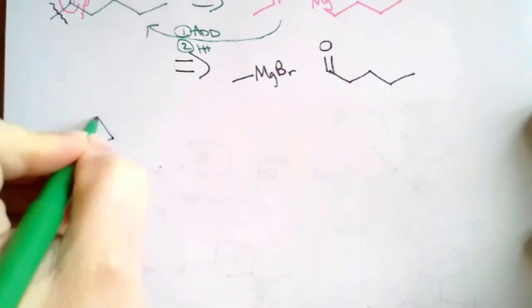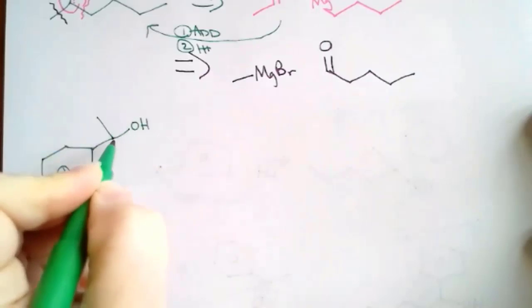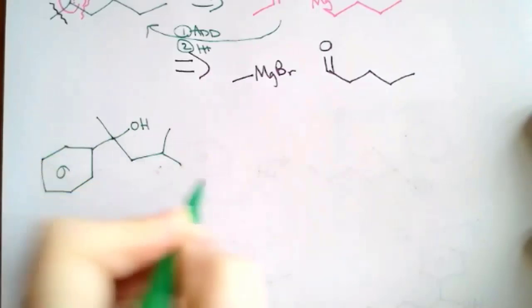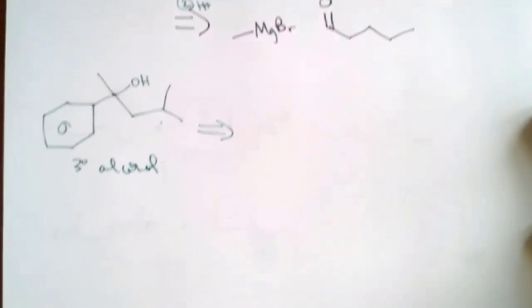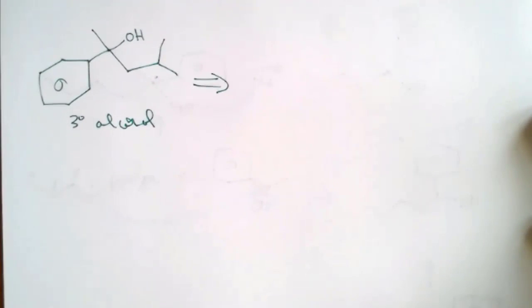One more synthesis example. This guy. What kind of alcohol is this guy? A primary, secondary, tertiary? Because he's a tertiary alcohol, that means he has to have come from a ketone. Do I want you to memorize that little fact? No. Sometimes I think it's helpful if you know that to make your process faster, but whatever. It's a tertiary alcohol.